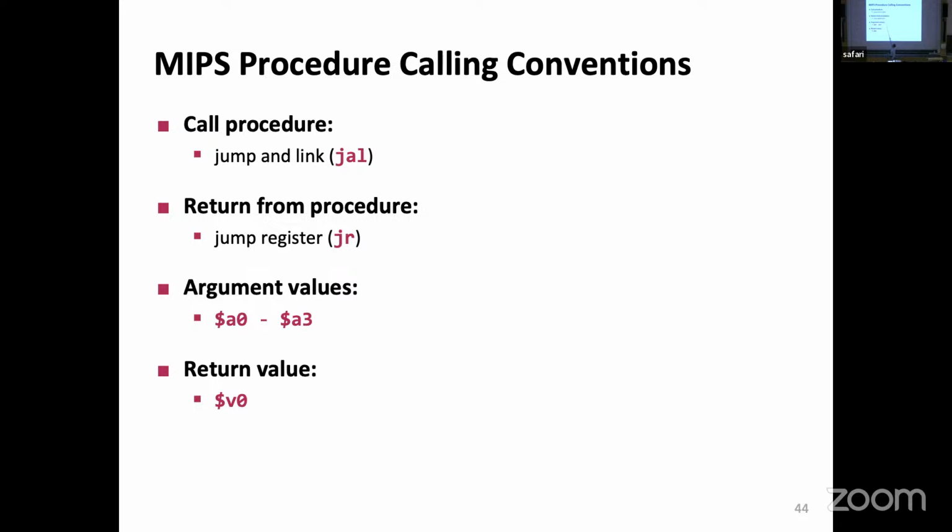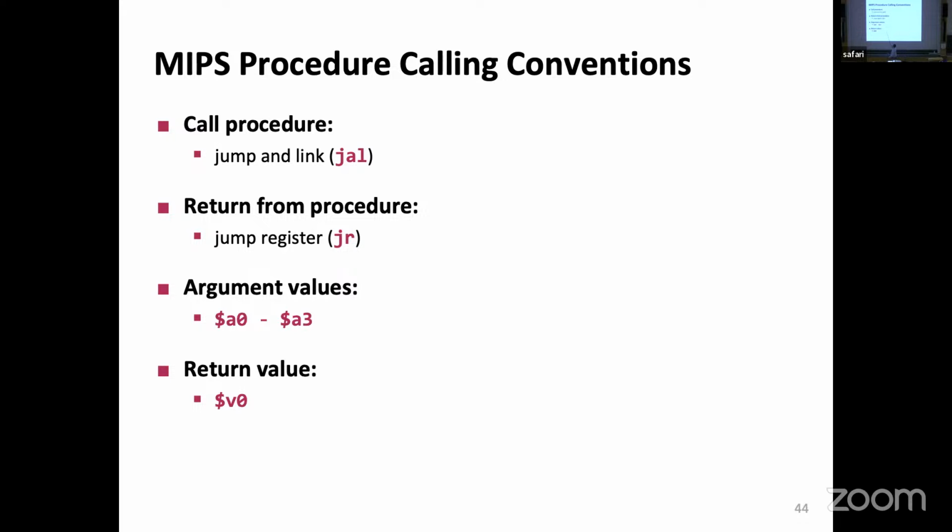So, when we want to return from the procedure, the callee just has to use the jump register instruction, because the RA, the return address, is already there the moment the program enters the callee. So you have your return address here, and you can just jump register $RA, which brings you back to the location that you are supposed to go.